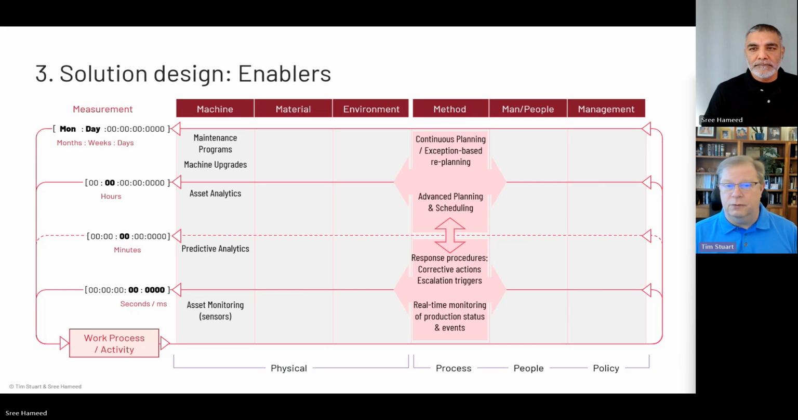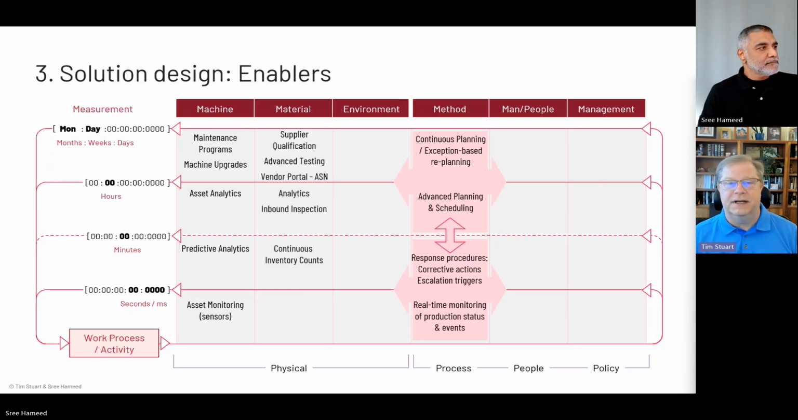At the plant level, we're looking at predictive analytics and asset monitoring to be able to tell us when those things are occurring or when they will occur, and being able to make course adjustments based on that, or at least minimize the amount of time things are down when they are down.